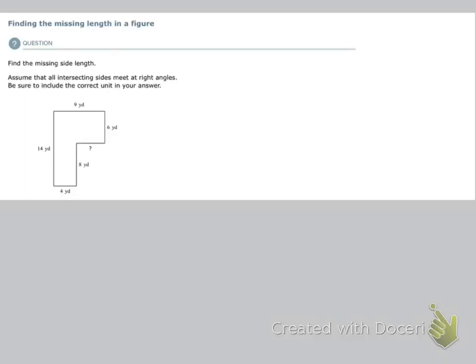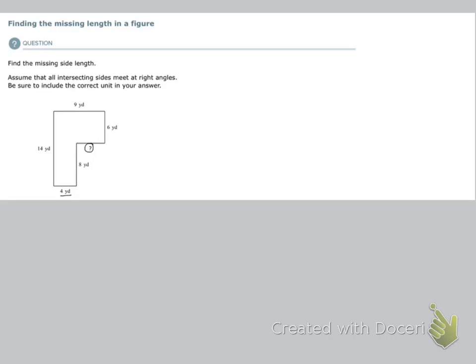Hi everyone. So I'm going to do two examples for this topic, finding the missing length in a figure. So it says find the missing side length and assume that all intersecting sides meet at right angles. So it's important to know that they meet at right angles because then we can equate sides. So we're looking for this side here, and we know that right here we have 4 yards.